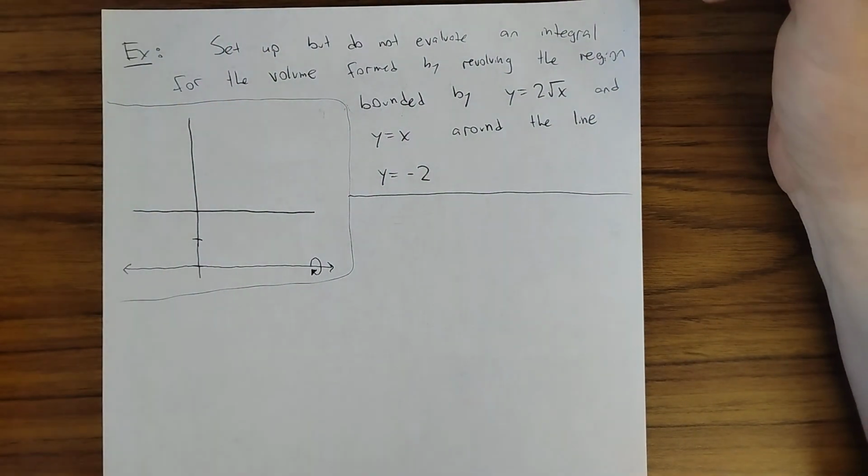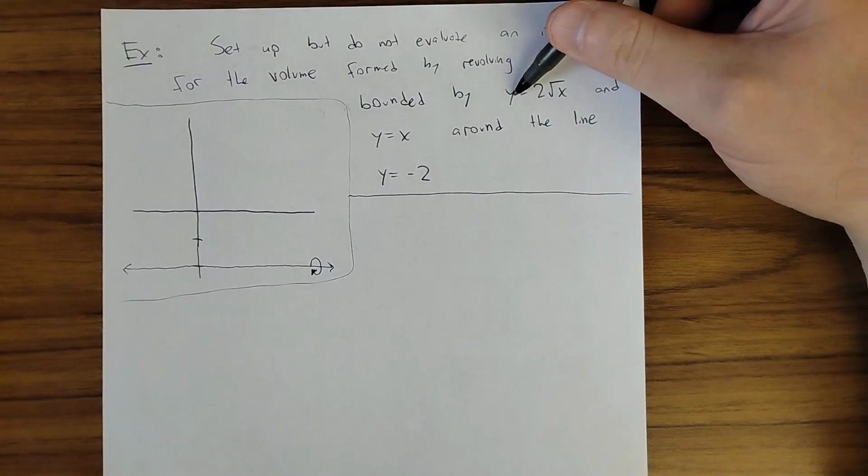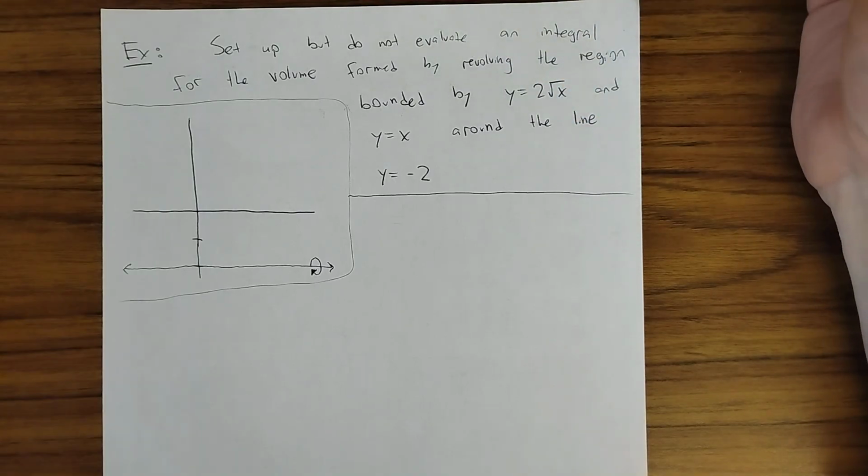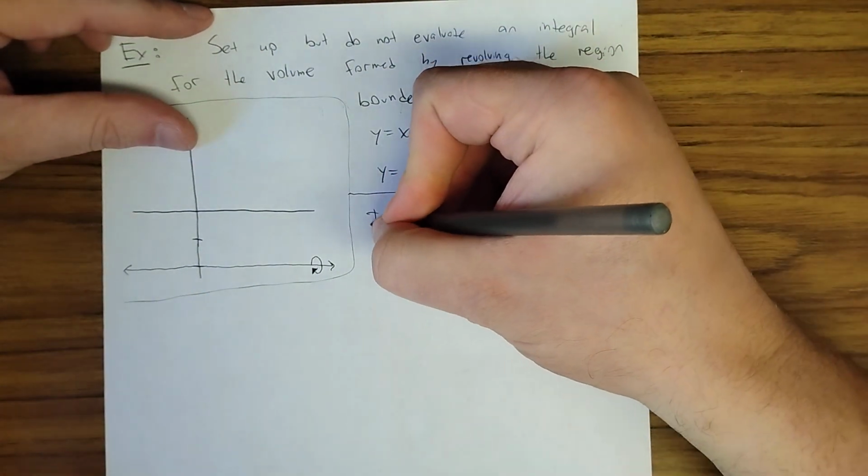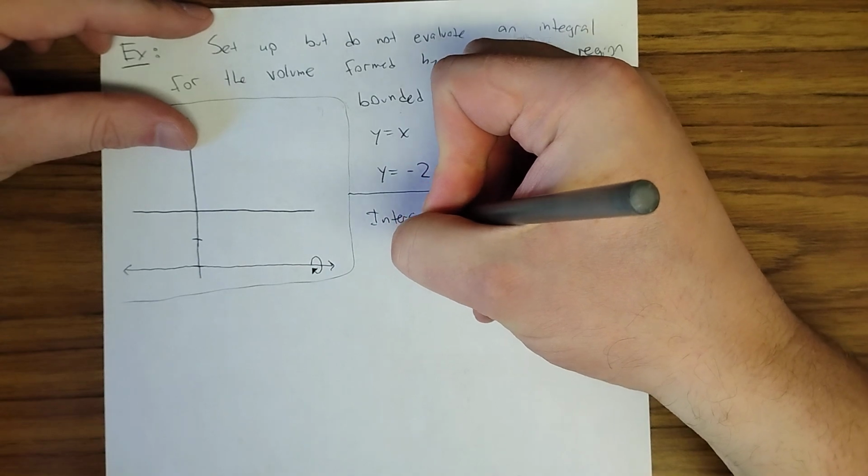This is one where we don't know where these two curves intersect. This is described as the region bounded by this curve and this curve. So let's find the intersection points.